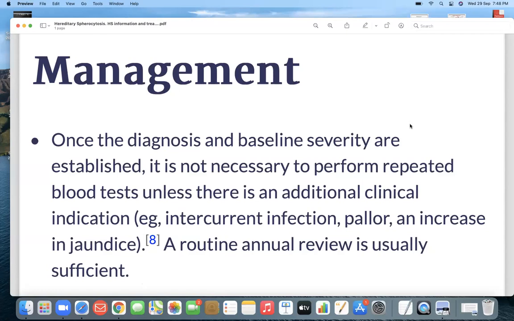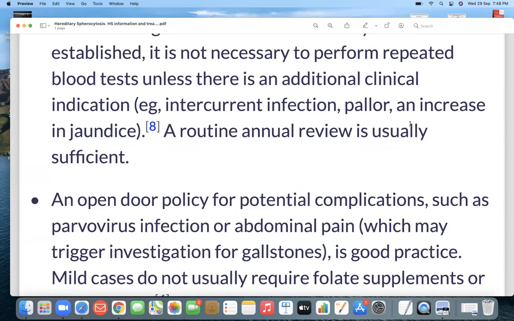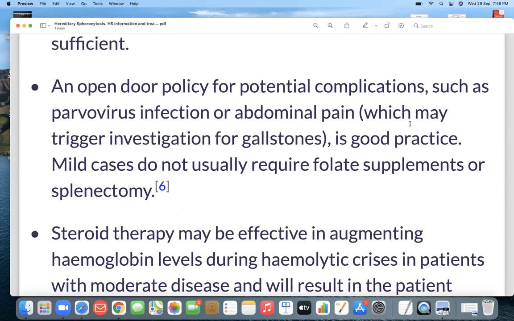That means the hemolysis is increasing. And also there can be an aplastic crisis, so you have to see. An open door policy for potential complications such as parvovirus infection or abdominal pain, which may trigger investigation for gallstones, is good practice. So you should always keep in mind the potential complication of parvovirus infection, and the abdominal pain in these patients can be from gallstones. You have to rule that out whenever they present with abdominal pain.